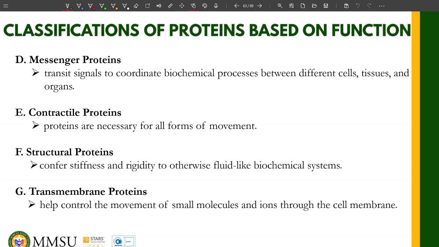So, yun yung difference ni transport and si messenger proteins. Si messenger, it transmits signals. Insulin and glucagon, example.